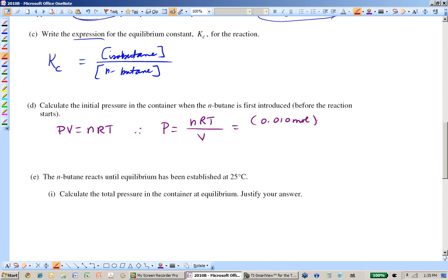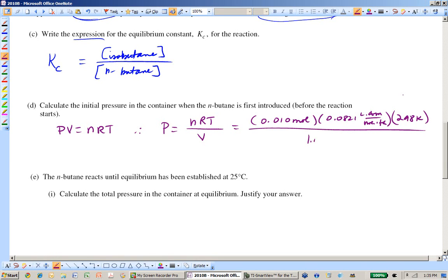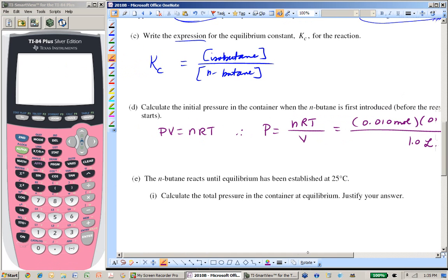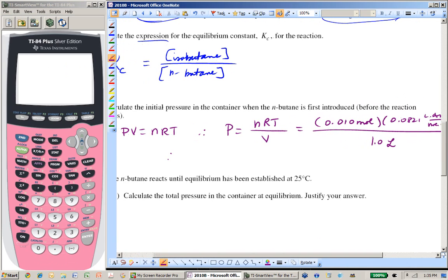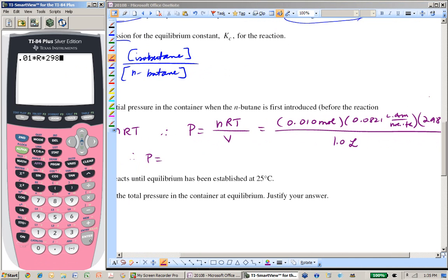0.010 moles times R times 298 Kelvin divided by a 1 liter container, which was cheesy. Okay, I said it would be a while before I needed my calculator, so now I'm going to shift to this view. Therefore, P equals 0.01 times R times 298. Get my numerator. Divided by 1. So I don't even need to do that. I wish I hadn't punched that button now.